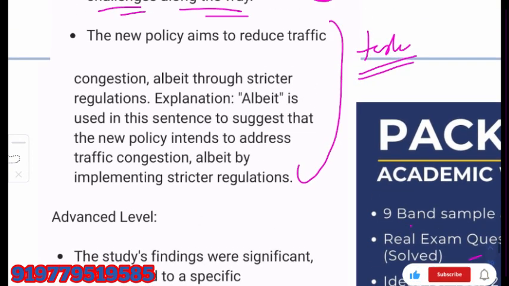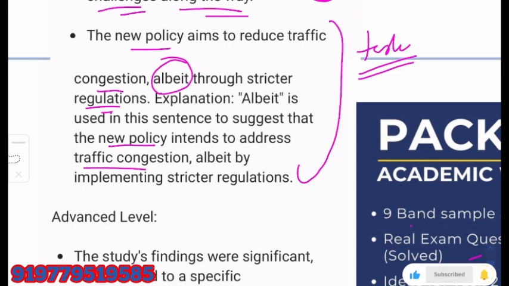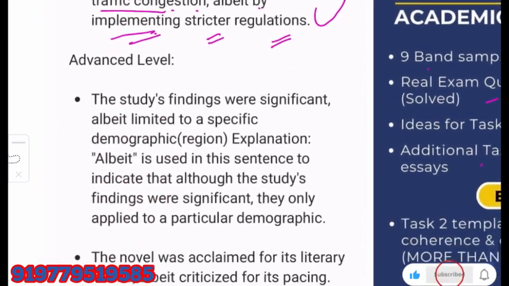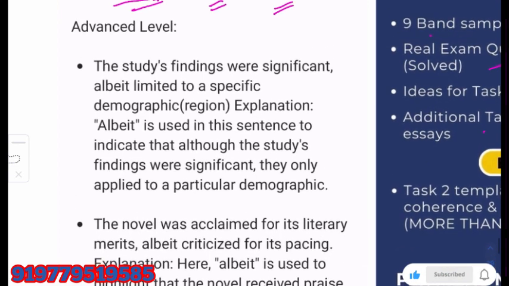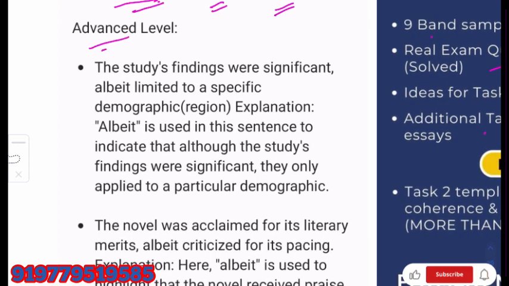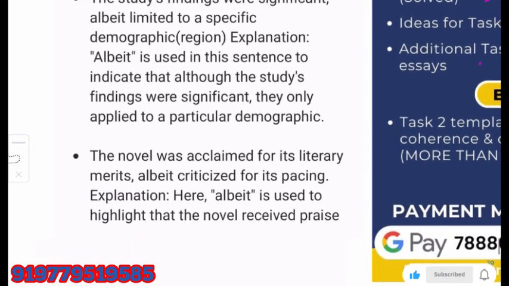Now the new policy aims to reduce the traffic congestion albeit through stricter regulations. That is, the new policy intends to address the traffic congestion but through implementation of stricter regulations. Look, I cannot read word to word, only my example will work. Advanced level, in the sense it is almost 9, it's 9.